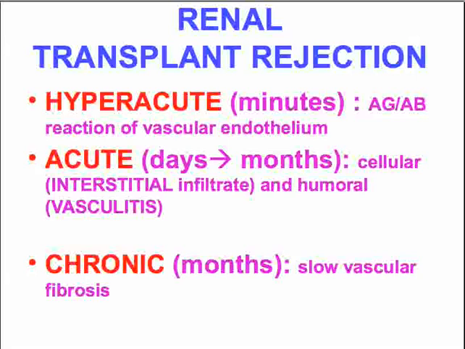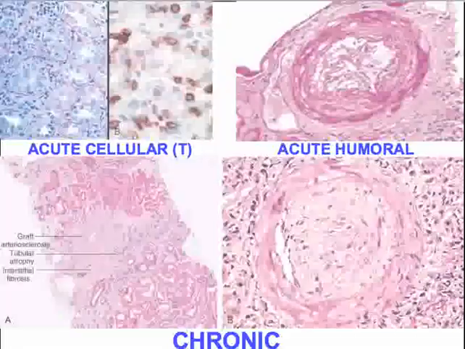And of course, the third type of rejection, which is very, very common: any graft that lasts more than a few weeks or months is going to eventually fail, 50% of them will. And it's a slow process, and like many slow processes, the end result is a fibrosis.